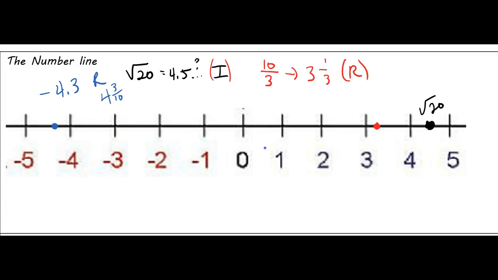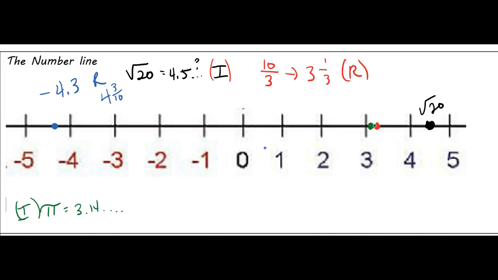Pi. Okay, pi is one that I gave you in the notes, and you may not know exactly what it is, but I know we called it irrational, and I know that it was 3.14 and so on. So just go a little bit past 3 and put it, and it's even going to be closer to 3 than that red one, so it should look something like that.